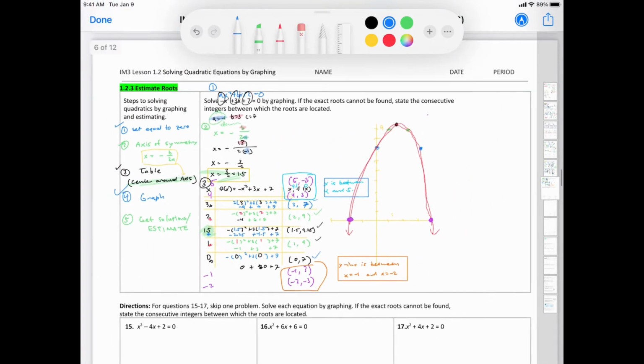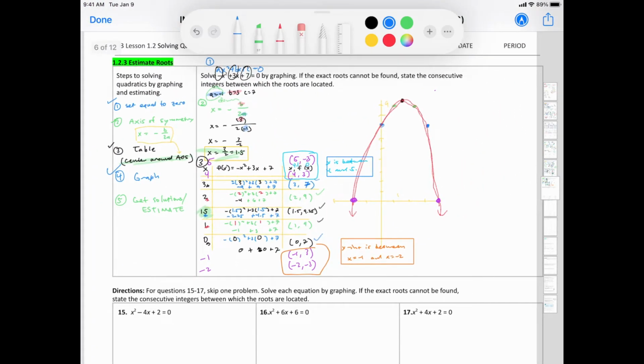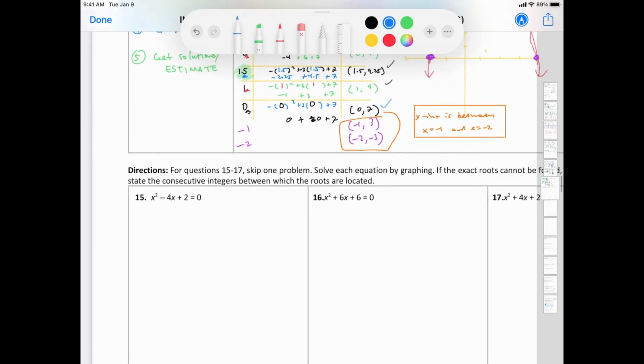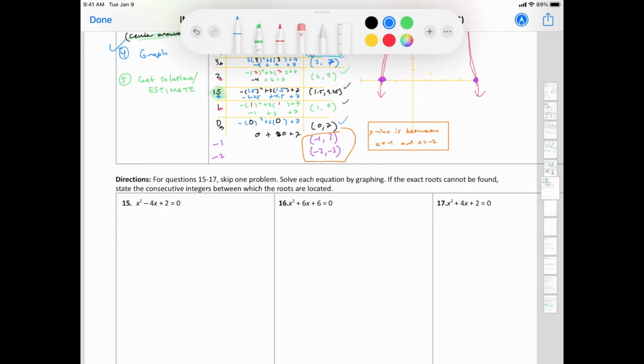Okay? All right, let's go ahead and try. For questions 15 to 17, skip one problem, solve each equation by graphing. If no exact roots can be found, state the consecutive integers between which the roots are located. Okay. I'm going to tell you, go ahead and use your graphing calculator because it's going to go a lot faster. It's just taking too long if you're creating a table of values, and then the quadratic equation the book picked, they kind of pick the wrong one. You know what I'm saying?